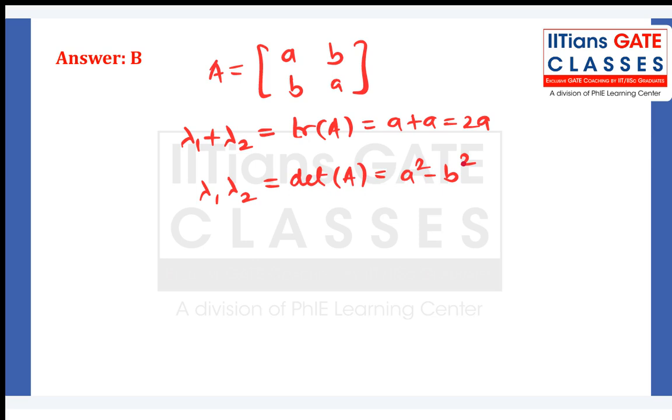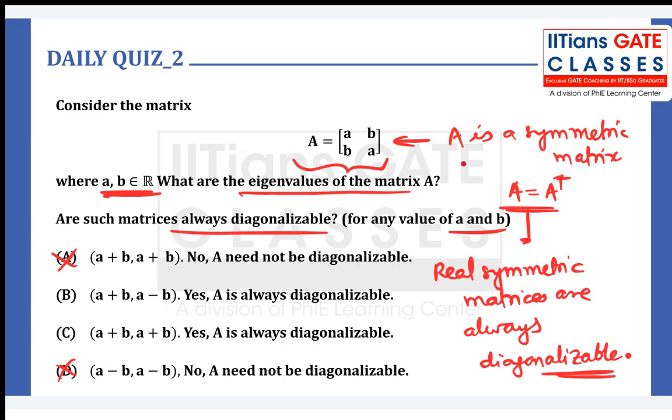Okay, so now look at the options that they are given. If you look at option C, if you add those eigenvalues, the sum is not 2A, it is 2A plus 2B. So therefore option C cannot be right. And therefore option B has to be correct.